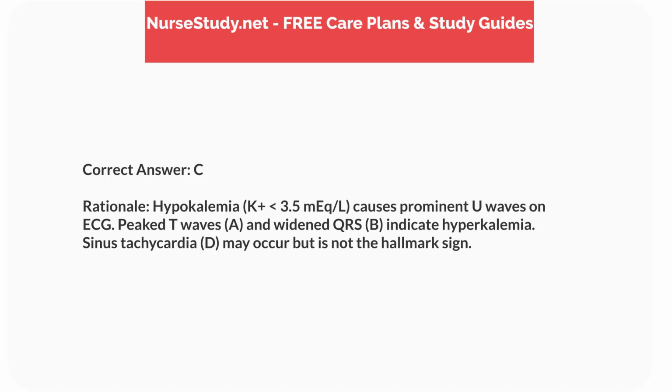Rationale: hypokalemia, potassium less than 3.5 milliequivalent per liter, causes prominent U waves on ECG. Peaked T waves, A, and widened QRS, B, indicate hyperkalemia. Sinus tachycardia, D, may occur but is not the hallmark sign.